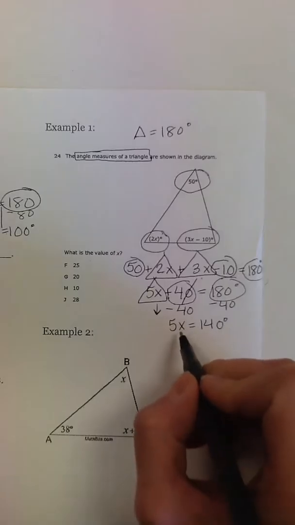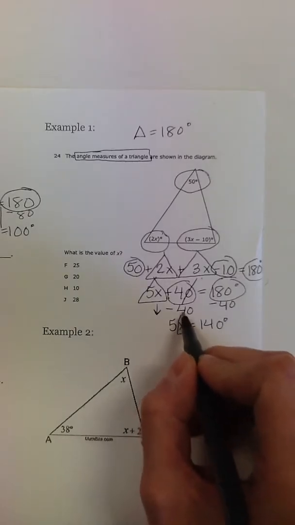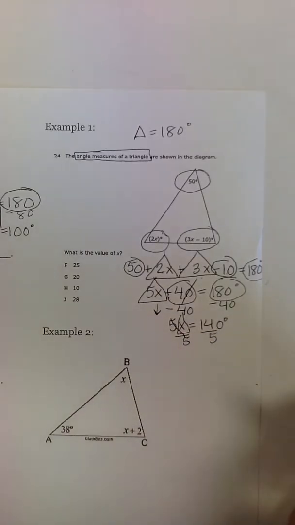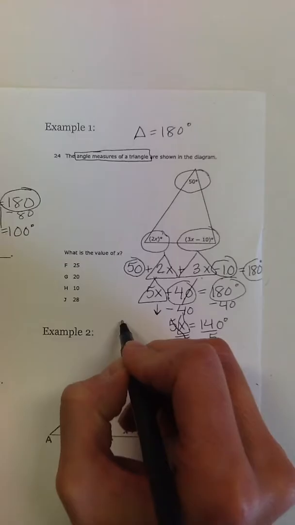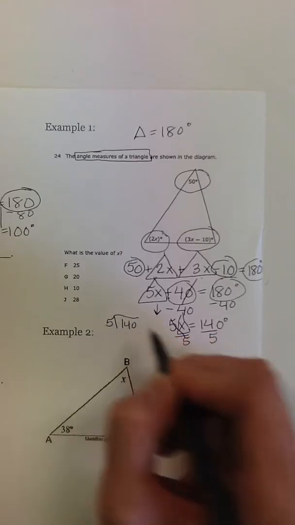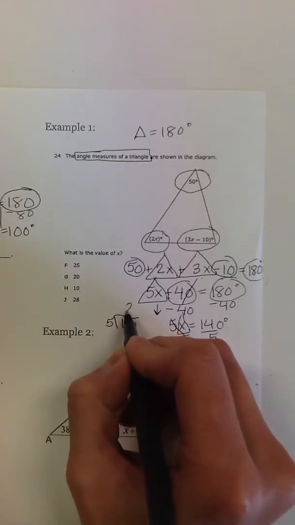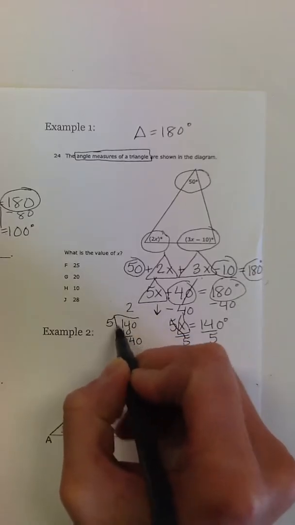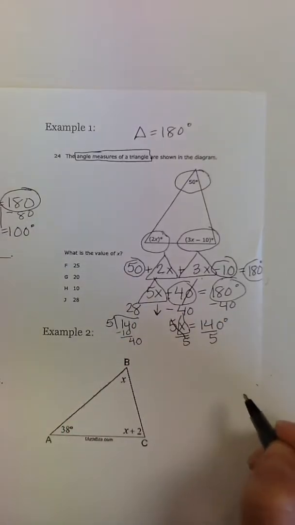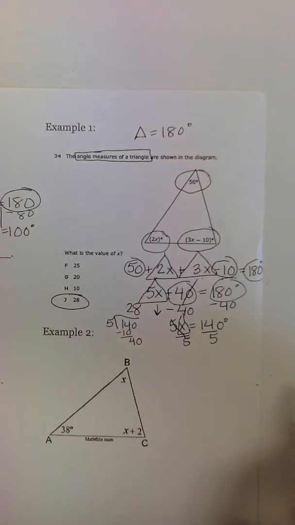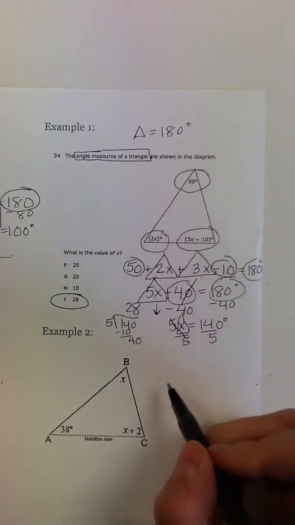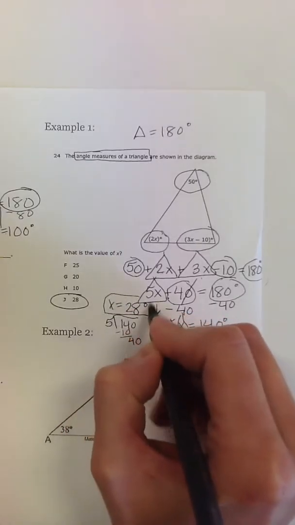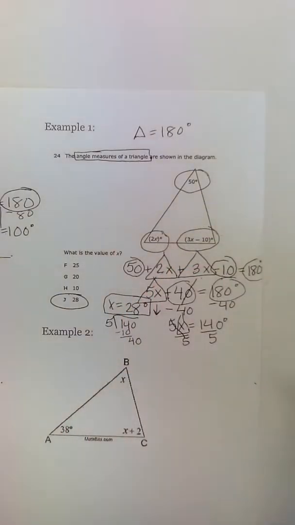And then the third and final step, I want to get this guy by himself. So I'm going to divide by 5, divide by 5. So then I've got 140 divided by 5, just to check. 5 goes into 14 2 times, minus 10. Bring down your 4, bring down your 0. 5 will go into 40 8 times. Is that an answer choice? Heck yes. It's going to be J. So what that means is x equals 28 degrees. So that's your missing piece in those angles.